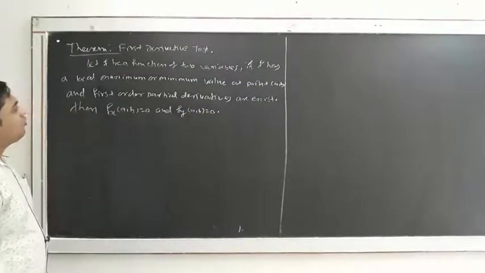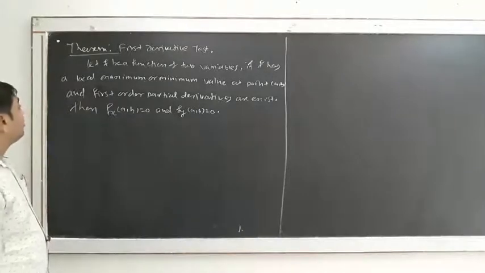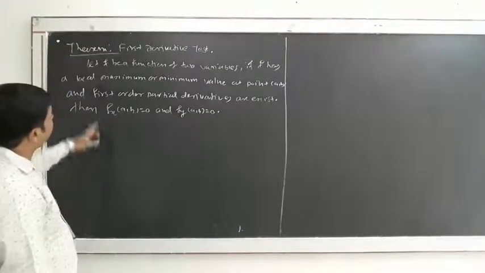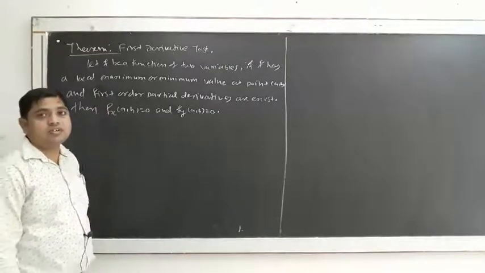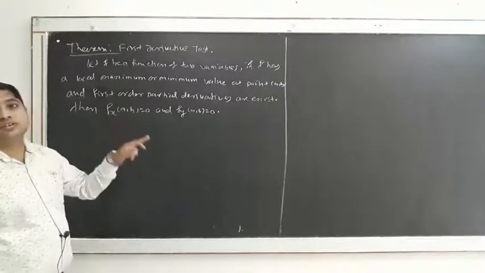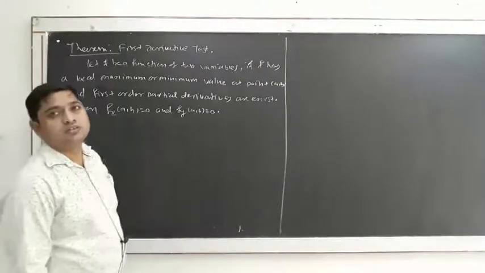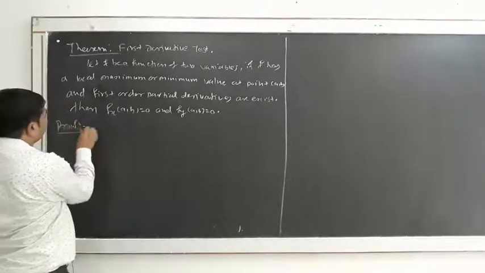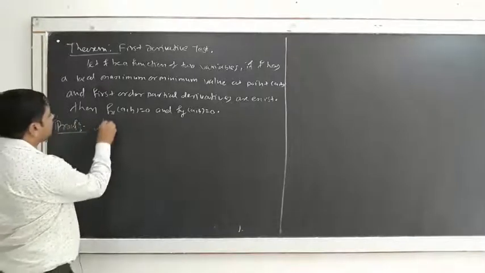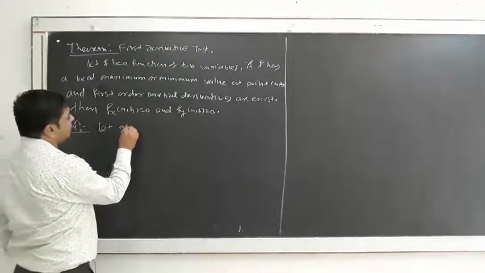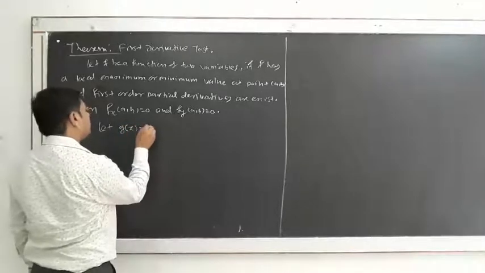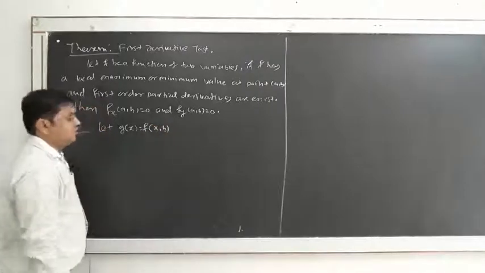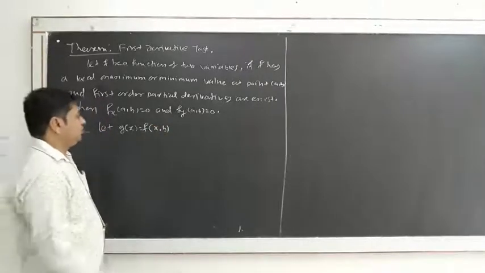That means, if f is a function of two variables and f has a local maximum or minimum value at point (a,b), and the first order partial derivatives exist, then these first order partial derivatives must be 0. We have to prove this. Okay, so let g(x) be equal to f(x,b).